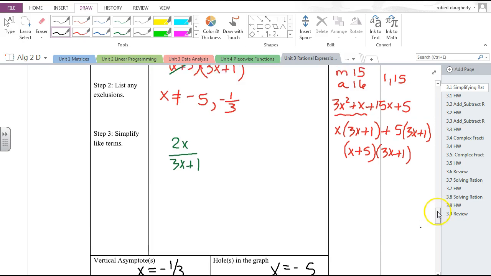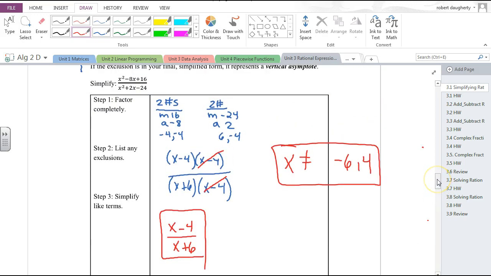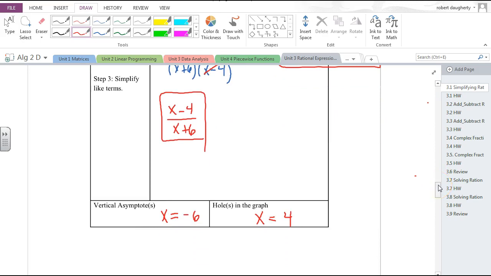Yeah, so let me back up. I think I did it a little bit different on this one. The vertical asymptote is actually where x equals -6, and the hole in the graph is where x equals 4. The exclusions are that x cannot be these numbers. That makes my problem undefined. When I get to the final answer, x cannot be -6, so I've got an asymptote at x equals -6, a place where the graph is undefined. And I've simply got a hole in the graph, or exclusion, at x equals 4. Okay.